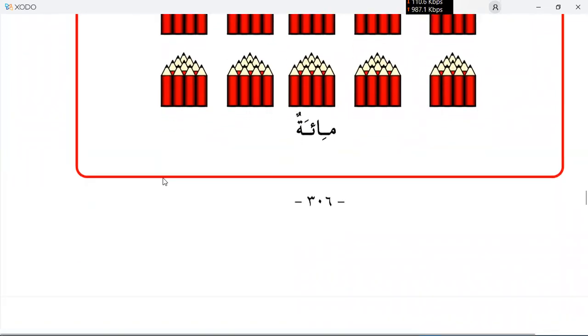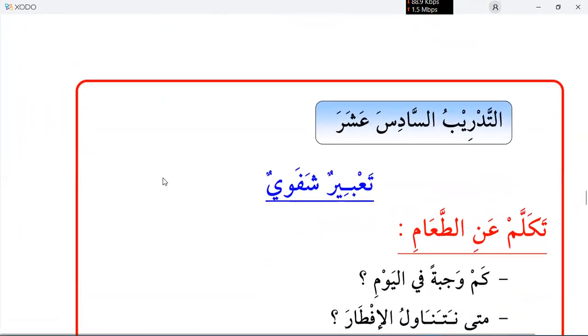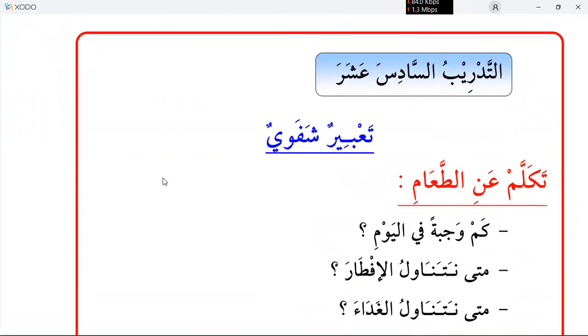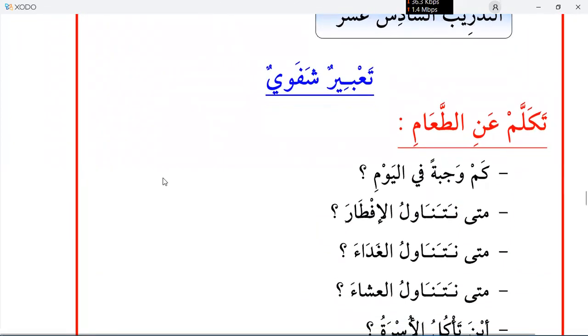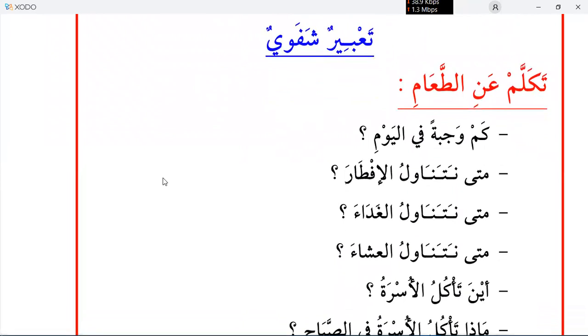One hundred out of one hundred. Okay, the sixteenth exercise, the 16th exercise: oral expression. Speak about the food.